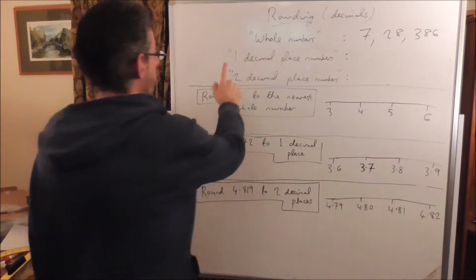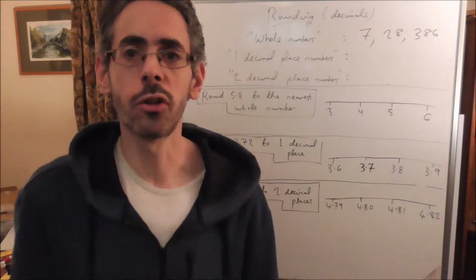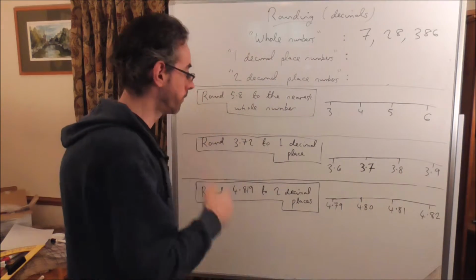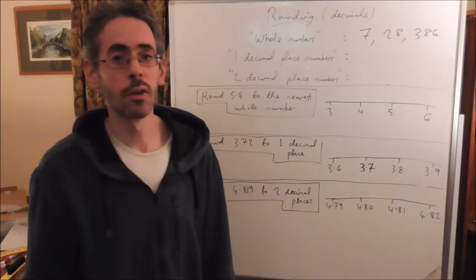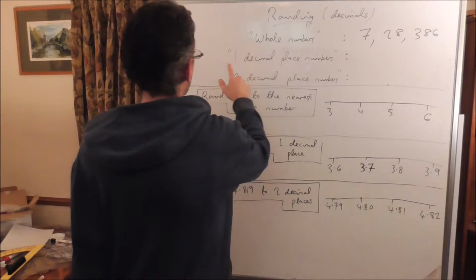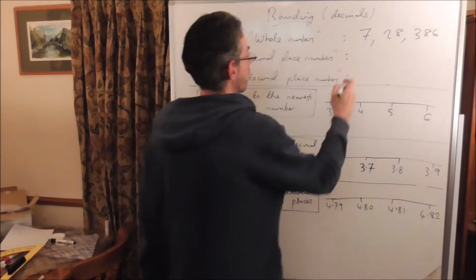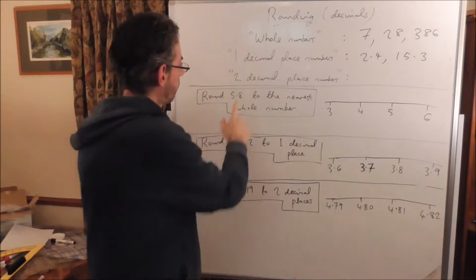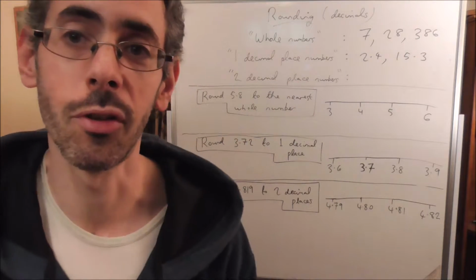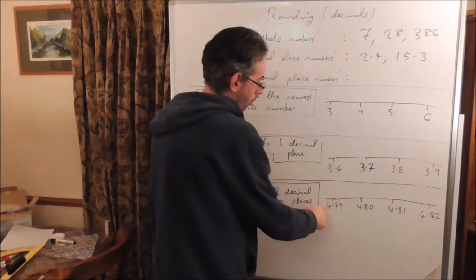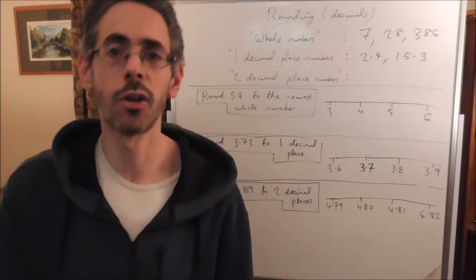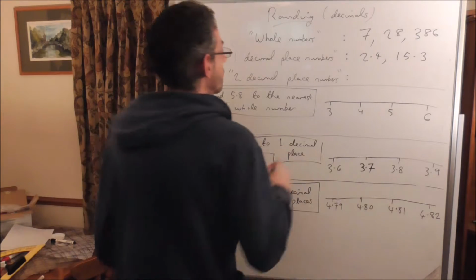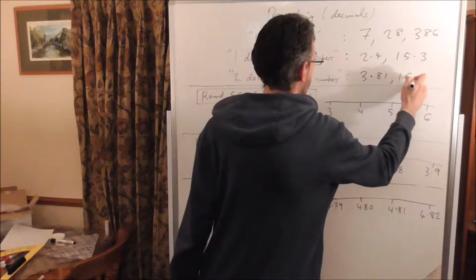I'm also going to use the phrase 1 decimal place numbers, and by that I just mean numbers with 1 digit after the decimal point. So I've got some 1 decimal place numbers written on this number line. 3.6, 3.7, 3.8 and so on. They've all got 1 digit after the decimal point, so I'm going to call them 1 decimal place numbers. Other examples would be 2.4 or 15.3. And then 2 decimal place numbers would be numbers with 2 digits after the decimal point. So I've got some written down here, 4.79, 4.80 and so on. They've all got 2 digits after the decimal point, so I'm calling them 2 decimal place numbers. Other examples would be, I don't know, 3.81 or 16.04.